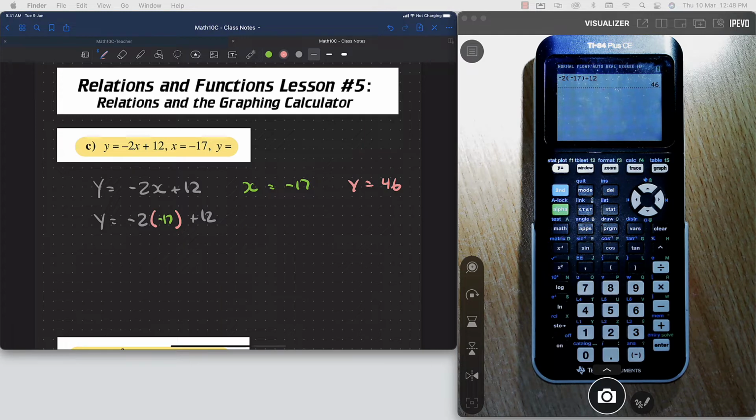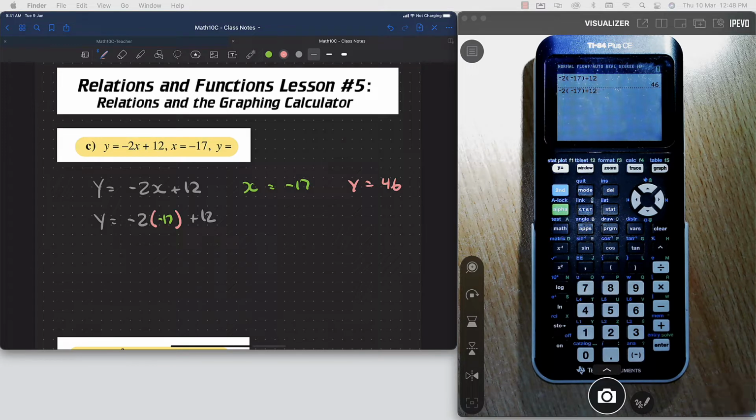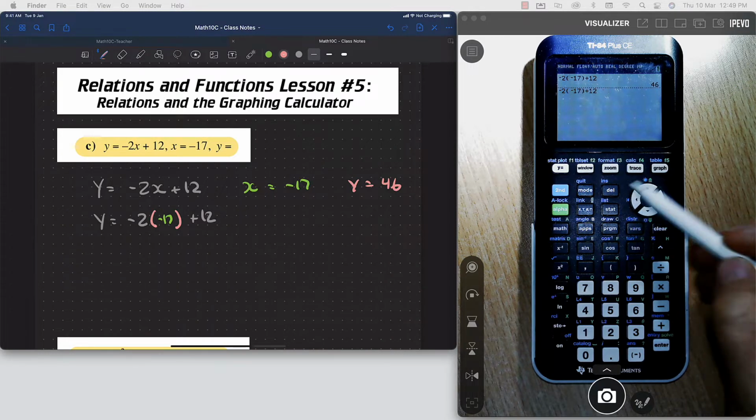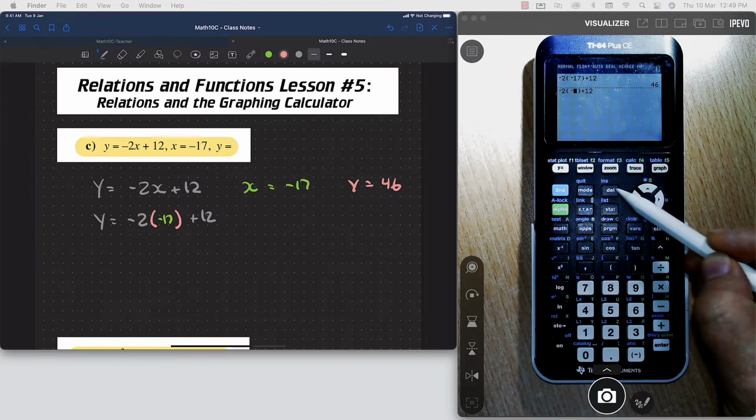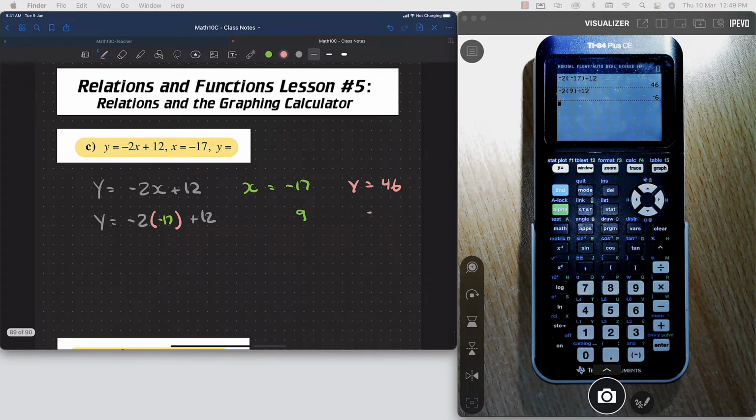Another useful feature on this calculator: if I just go second, enter, it copies and pastes my original equation. Now I can use the arrow keys to go back and delete that, move over again, delete that, and delete this. Then I can go second, delete, which allows me to insert something, and I can put a 9 in there. I just modified that original equation, hit enter, and it tells me that when x is equal to 9, y is equal to negative 6.